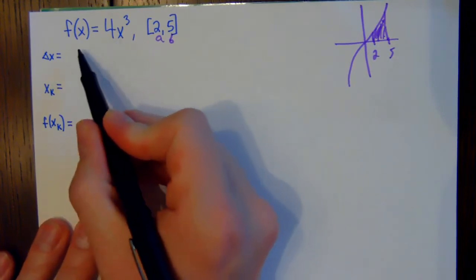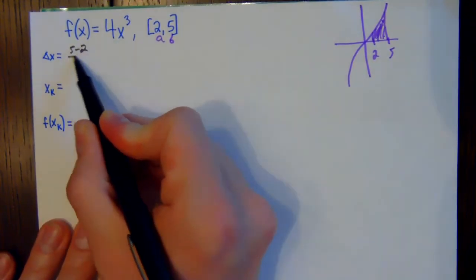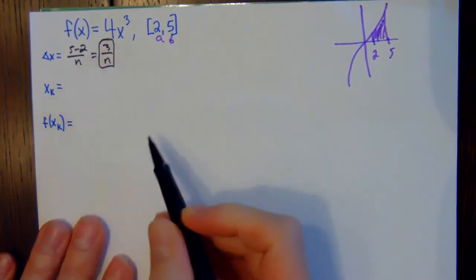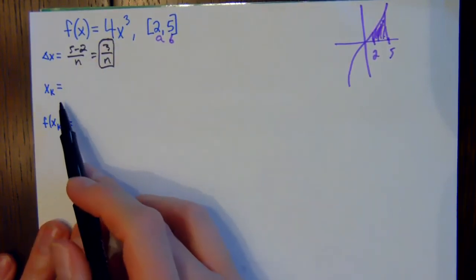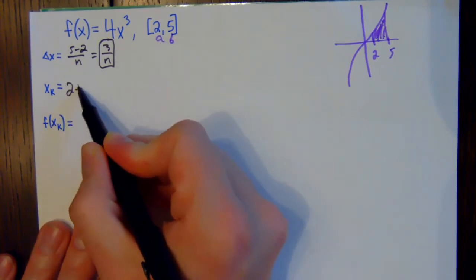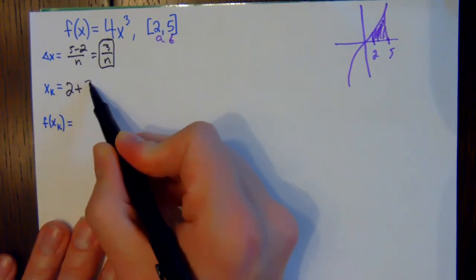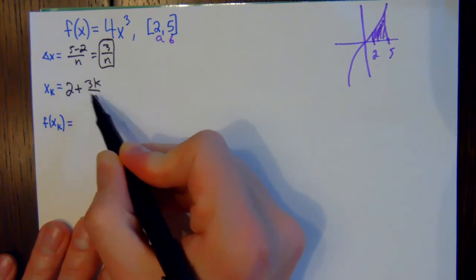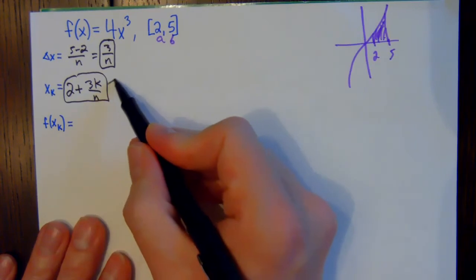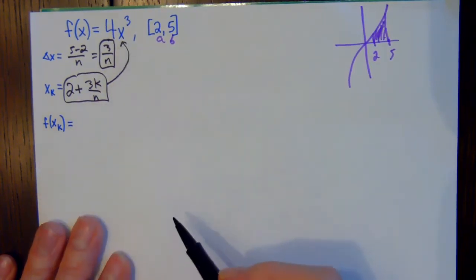All right, so delta x is just b minus a over n, so it's going to be 3 over n for our width. X sub k is going to be a plus k times delta x. So you're going to go 2 plus k times that, so that's 2 plus 3k over n. There's our x sub k. And then you need to take that, plug it in for all the x's into that original function there.